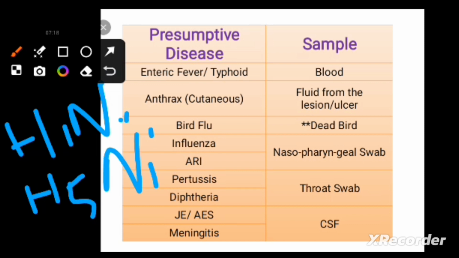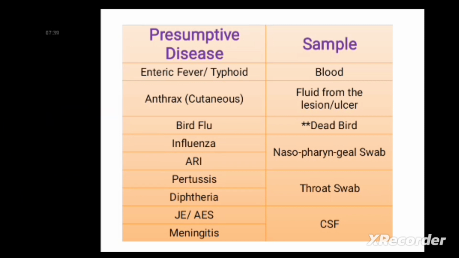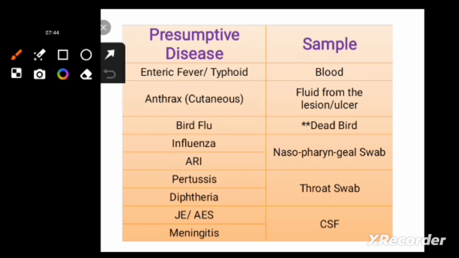H5N1. So for influenza ARI, you can collect nasopharyngeal swab. This nasopharyngeal swab is collected and placed in the VTM, that is viral transport media. For transporting this specimen, cold chain should be maintained. For diagnosing pertussis and diphtheria, throat swab is collected. The transport media for the throat swab is modified Amies media for Bordetella. It should be transported to the lab at ambient temperature.